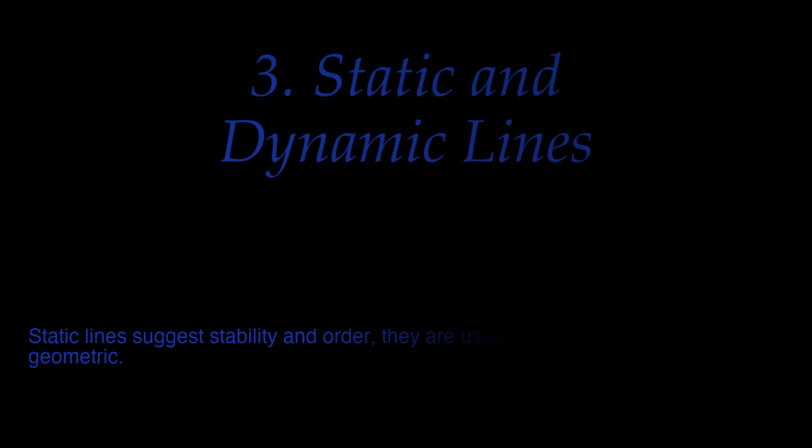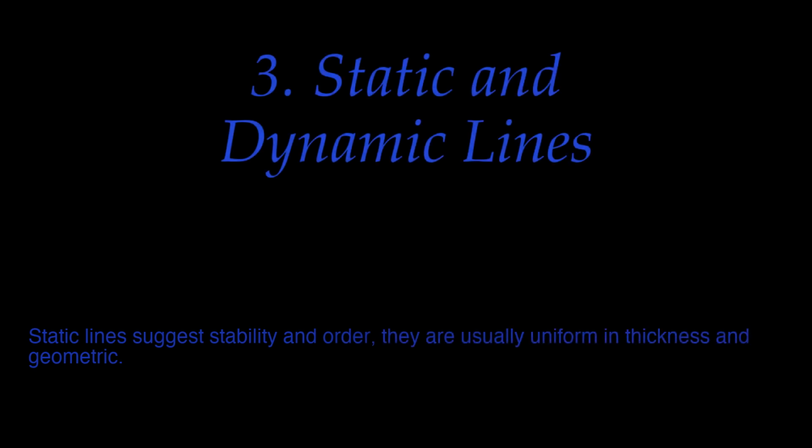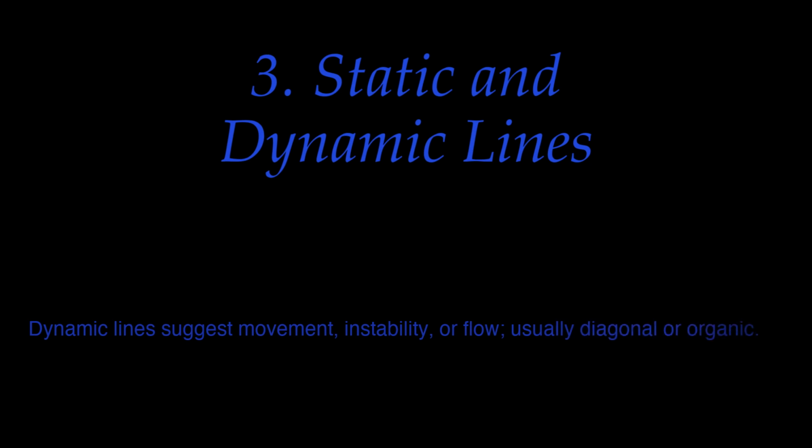Paying attention to movement is the main determining factor between static and dynamic lines. Static in this case simply refers to a lack of movement, whereas dynamic refers to action. Dynamic lines suggest movement, instability, or flow. Usually they are diagonal or organic.